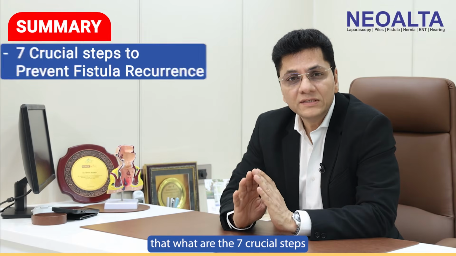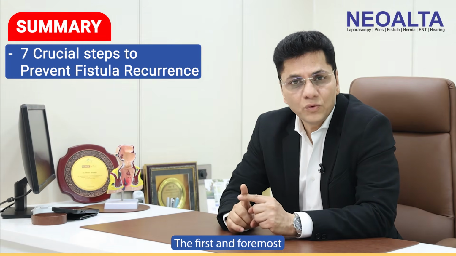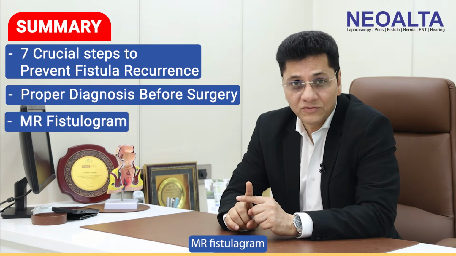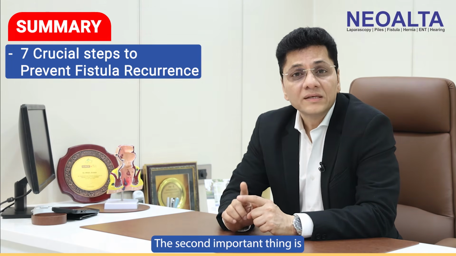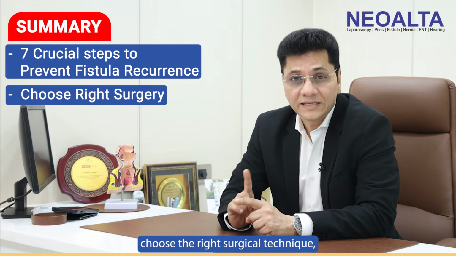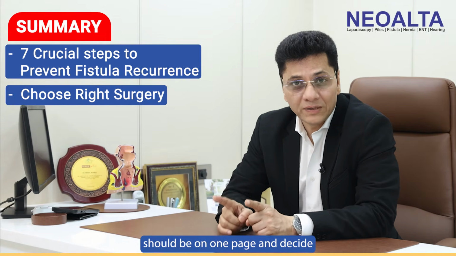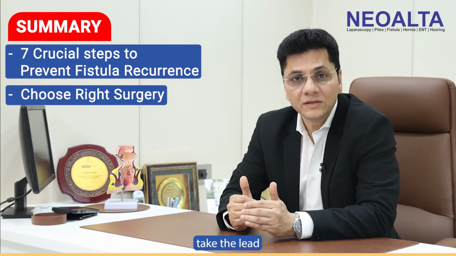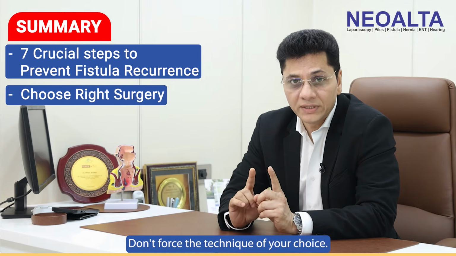So if we want to summarize the 7 crucial steps to prevent recurrence, the first and foremost is a proper diagnosis before surgery, and mostly an MR fistulogram to delineate or map the tract. The second important thing is to choose the right surgical technique, and that is where you and your surgeon, as I said, should be on one page and decide what is best for you, and let your surgeon take the lead in this decision. Don't force the technique of your choice.